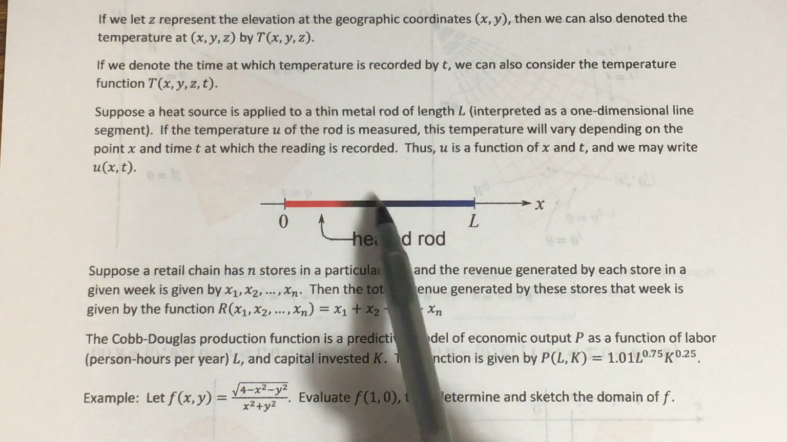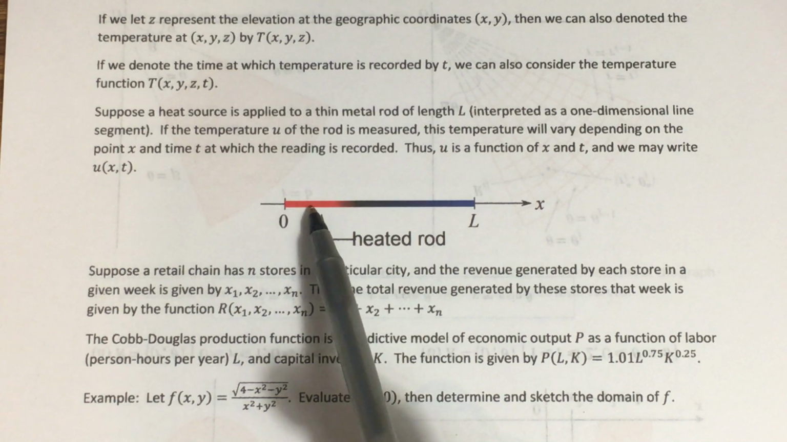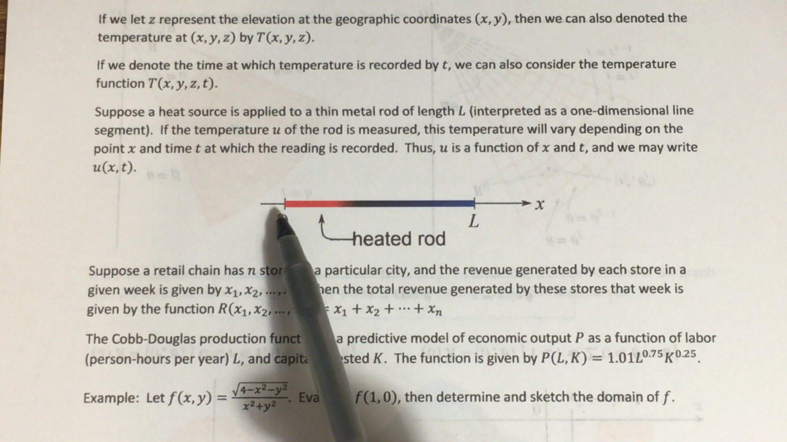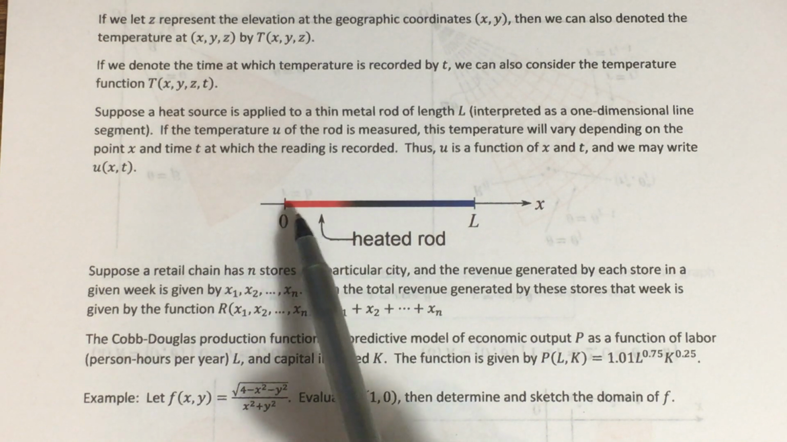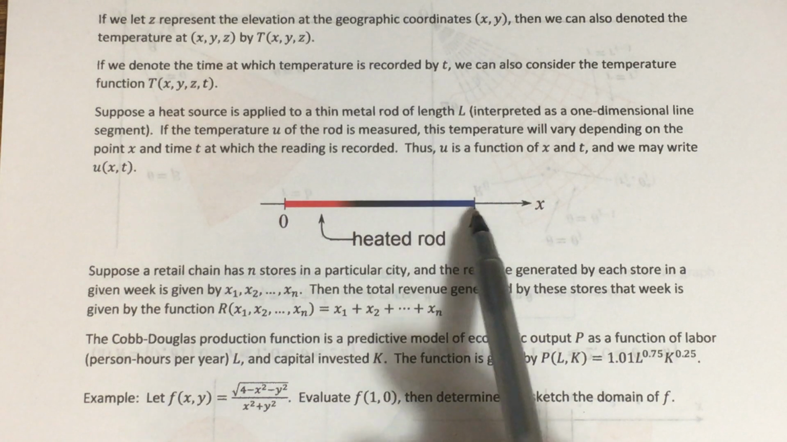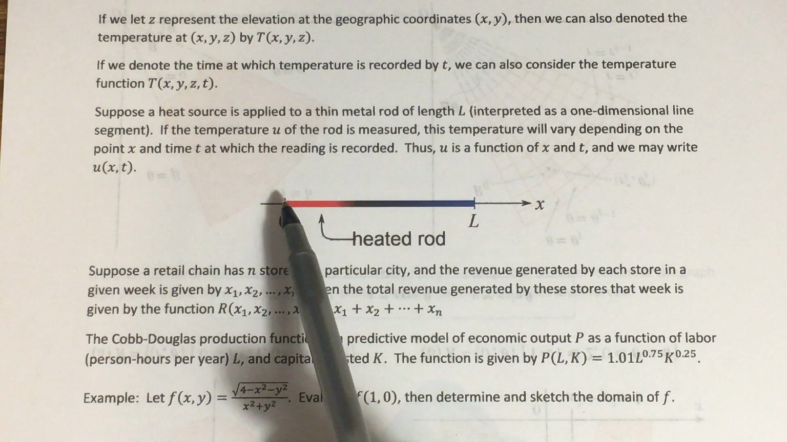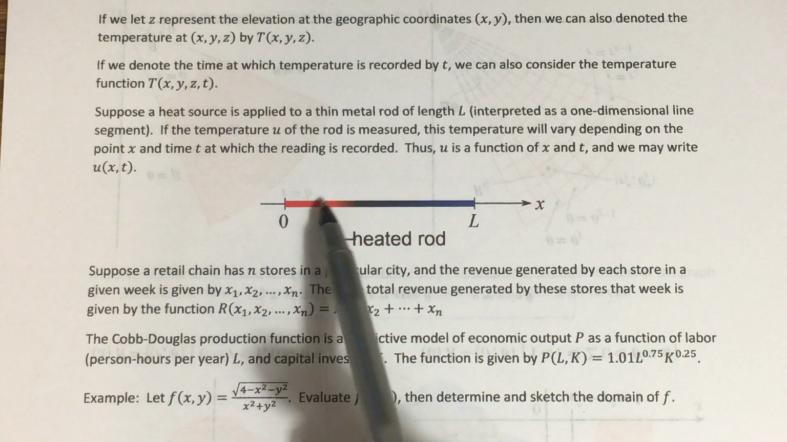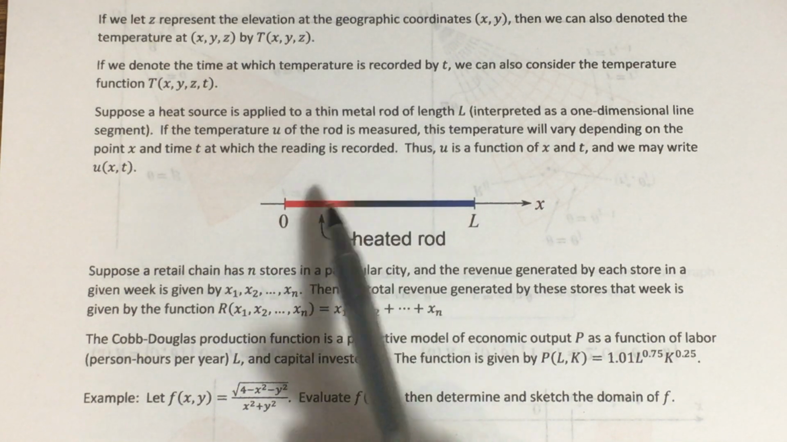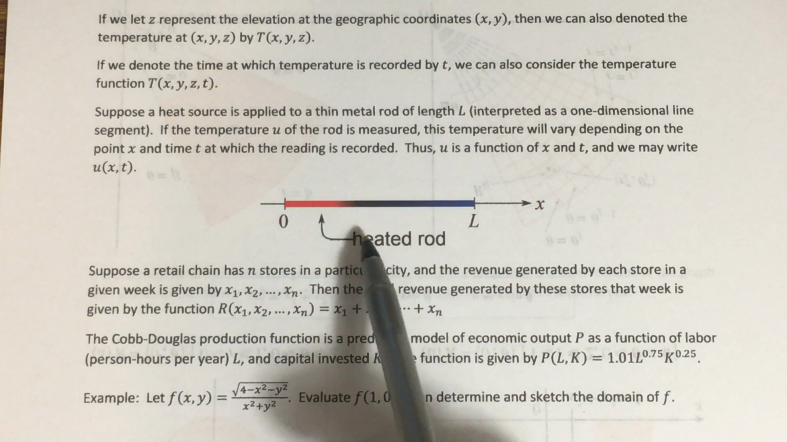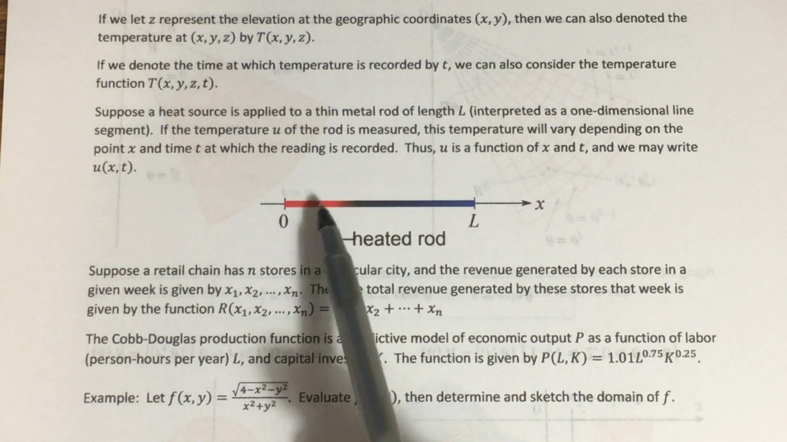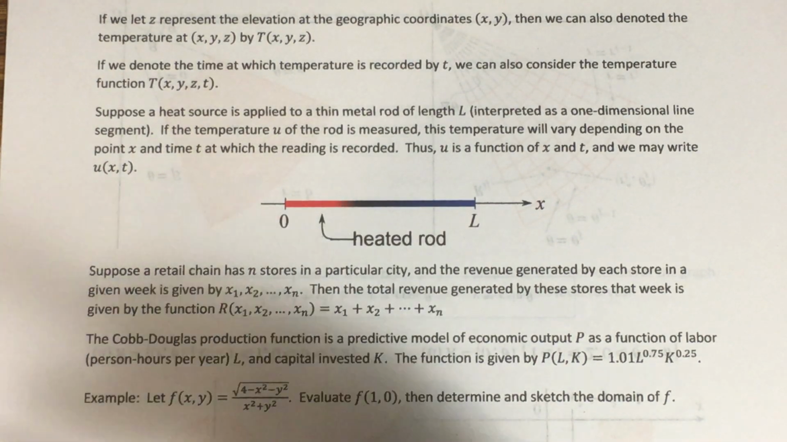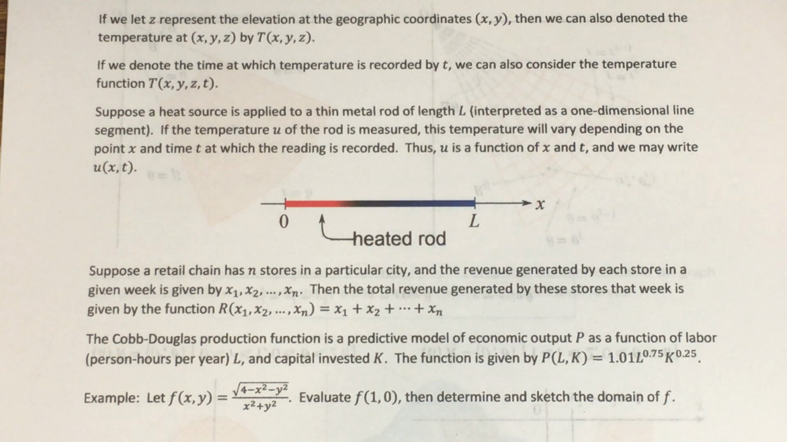You can see from the color here, this part of the rod is red, and then it fades into cooler colors as we get towards L. So maybe the heat source is being applied here at 0. That implies that the temperature of the rod is going to vary according to where we take that measurement on the rod. Different points on the rod will have different temperatures. Parts will be hotter, other parts will be cooler. So if we let x denote the point on the rod, because we're thinking of this as lying on the x-axis, x would be one of the variables that needs to be considered.